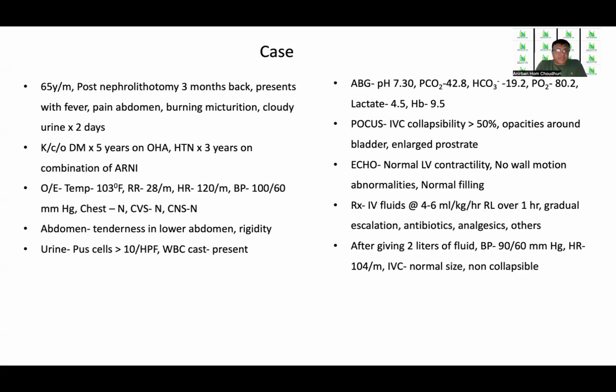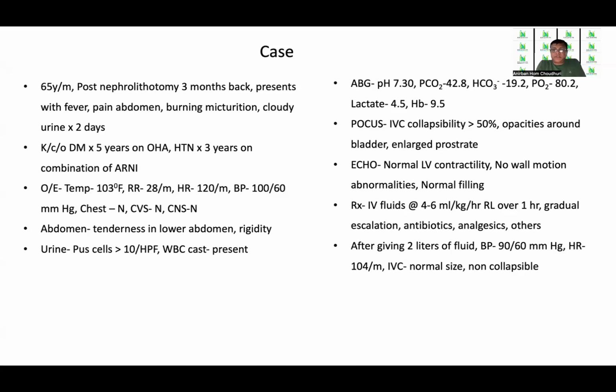The urine shows pus cells more than 10 per high power field, and the presence of WBC casts. The patient is acidotic, with a mix of respiratory and metabolic acidosis, with metabolic predominating. The lactate is 4.5. The POCUS shows an IVC collapsibility of greater than 50% with a reduced diameter, opacities around the bladder, and an enlarged prostate. The echo shows normal LV contractility with no wall motion abnormalities and normal filling pressures.